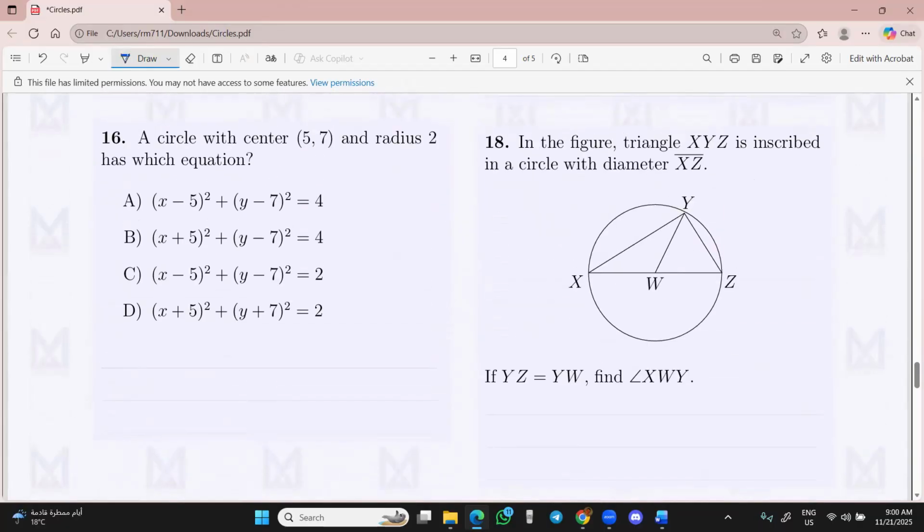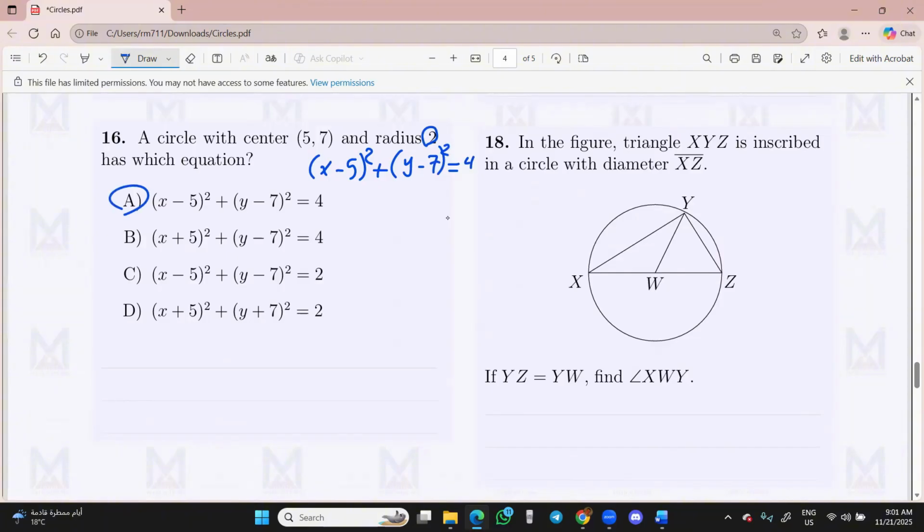Question number 16. A circle with center (5, 7) and radius 2 has which equation? Center (5, 7), so we write the equation like this: (x minus h) squared, and h is 5, plus (y minus k) squared, y minus 7, is equal to r squared. r is 2, but squared it becomes 4. And that's the answer. As you can see here, the answer is letter A.